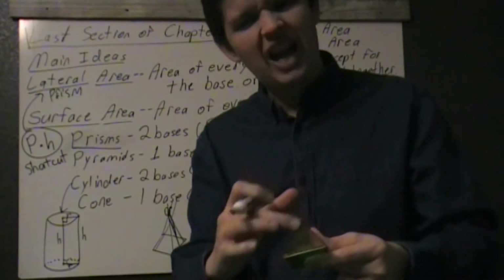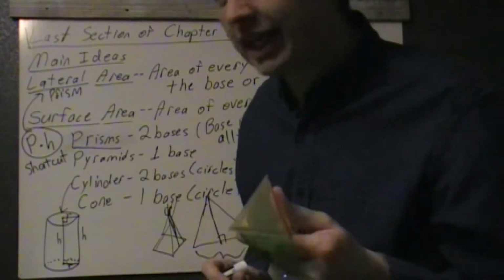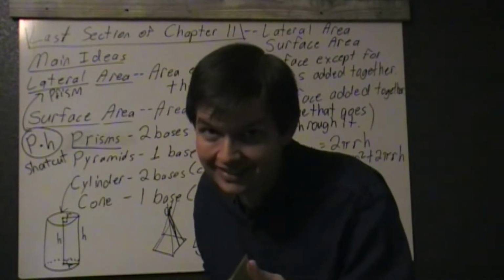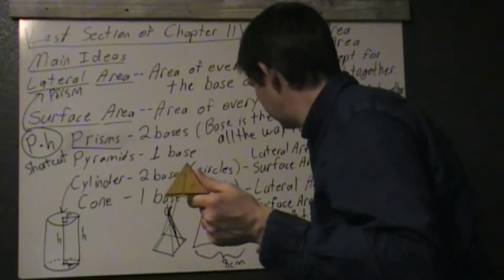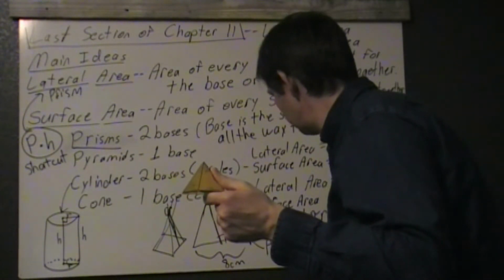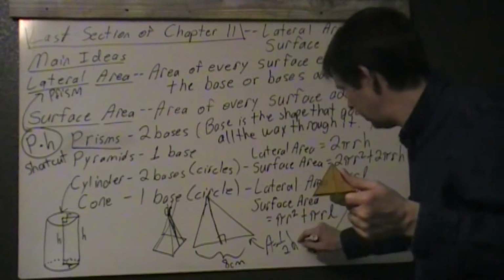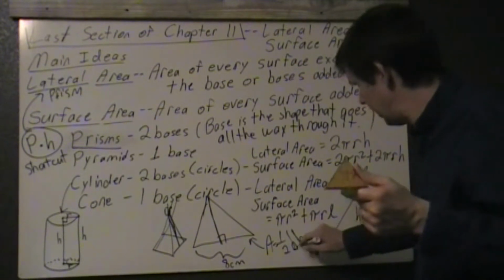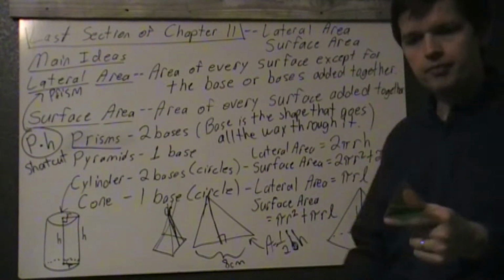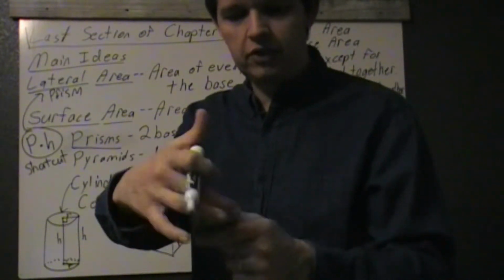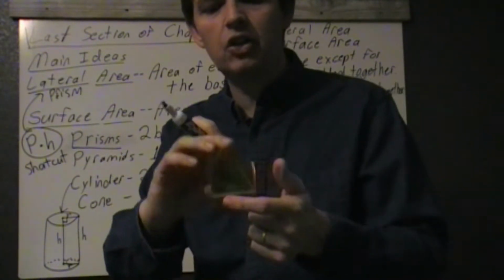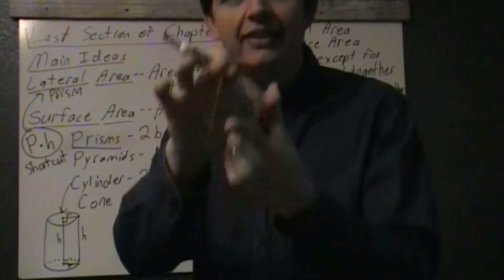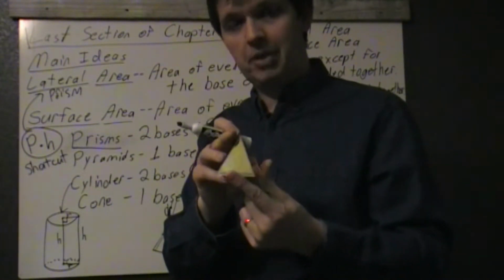But since it's triangles, what's the area of a triangle? Anybody remember what the area of a triangle is? 1/2 base times height, right? The area of this is 1/2 base times the height. Okay, 1/2 the base of the triangle times the height of the triangle, which is the slant height. Okay, you've got to keep that in your mind.